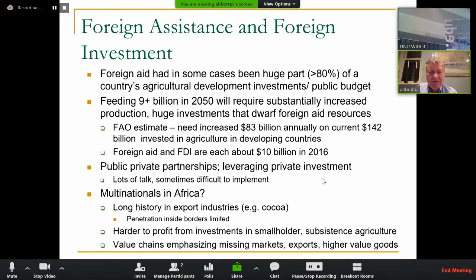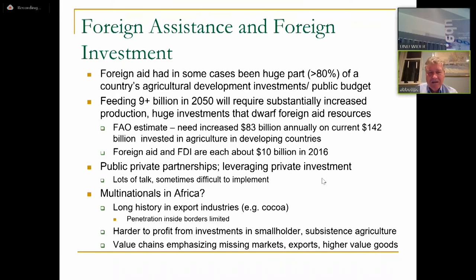One of the points was you'd never get enough resources from foreign aid to meet the investment needs that are required. And the hope was that the portion coming from the private sector, in particular from FDI, could be increased substantially. This has led to much emphasis on public-private partnerships and on leveraging private investment. It's difficult to find ways to do this for smallholders, the issue I raised earlier as to why agriculture has been a problem. So my assessment is that there's lots of talk about this and lots of discussions of the issues involved in trying to implement public-private partnerships, but they've proven somewhat difficult to implement over time.